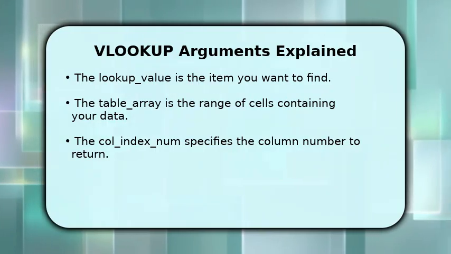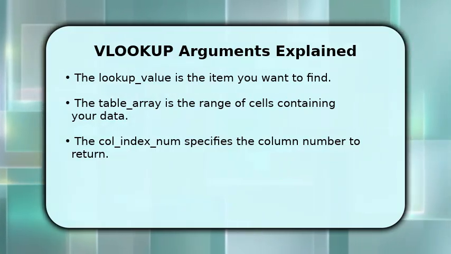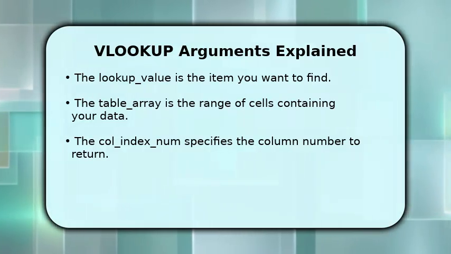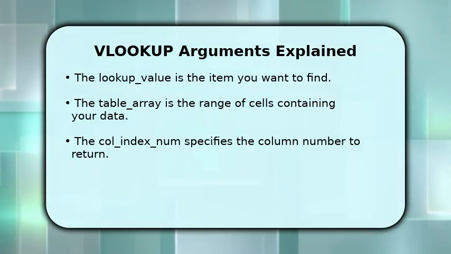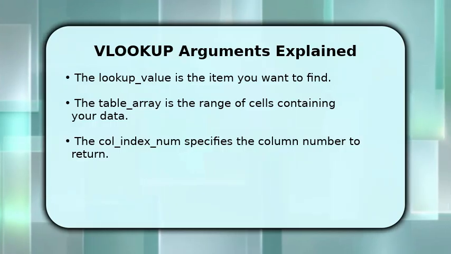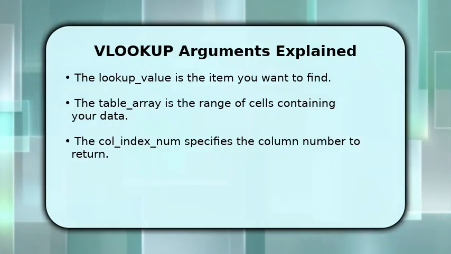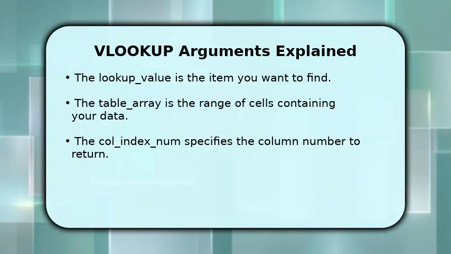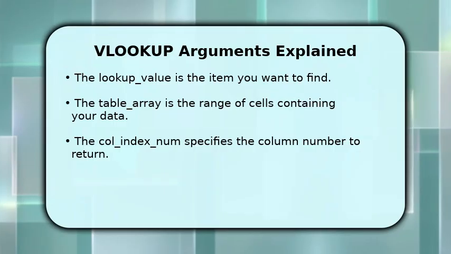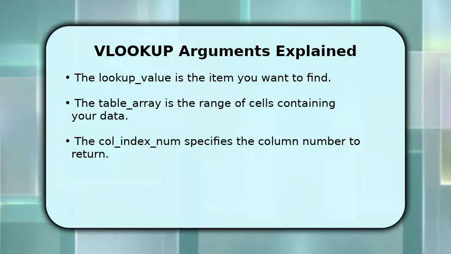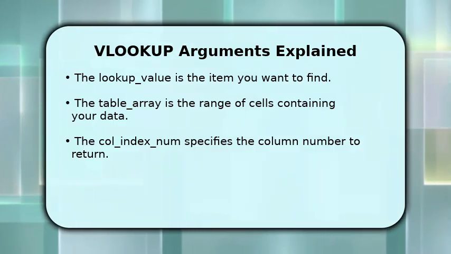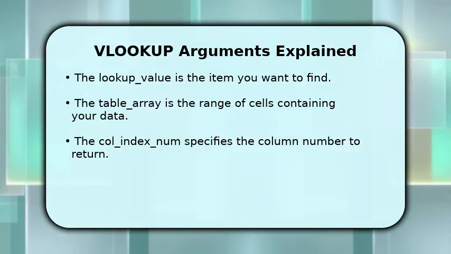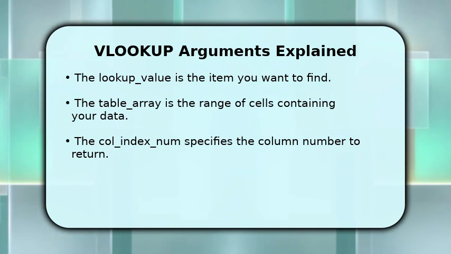First, the lookup value is what you're searching for, like a product ID. Second, the table array is the entire data range where VLOOKUP will search, including both your lookup value and the result you want. Third, the column index number tells Excel which column in your table array contains the data you wish to retrieve. Finally, range lookup specifies whether you need an exact match, using false or 0, or an approximate match, using true or 1.